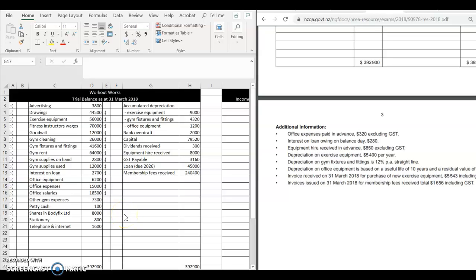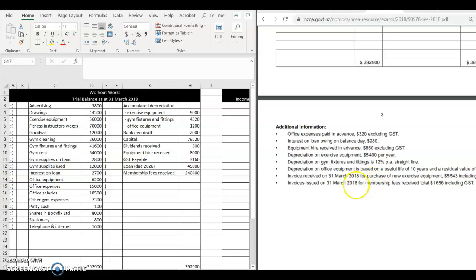This is a 2018 paper which is worth 5 credits, so worthwhile going through this and getting it right. This is for workout work, so hopefully you've opened this file here, and we've got sad faces here that'll go into happy faces when we classify things correctly. So on your screen you should have the assessment here, and over this side is the adjustments that we're going to make to the financial statements.